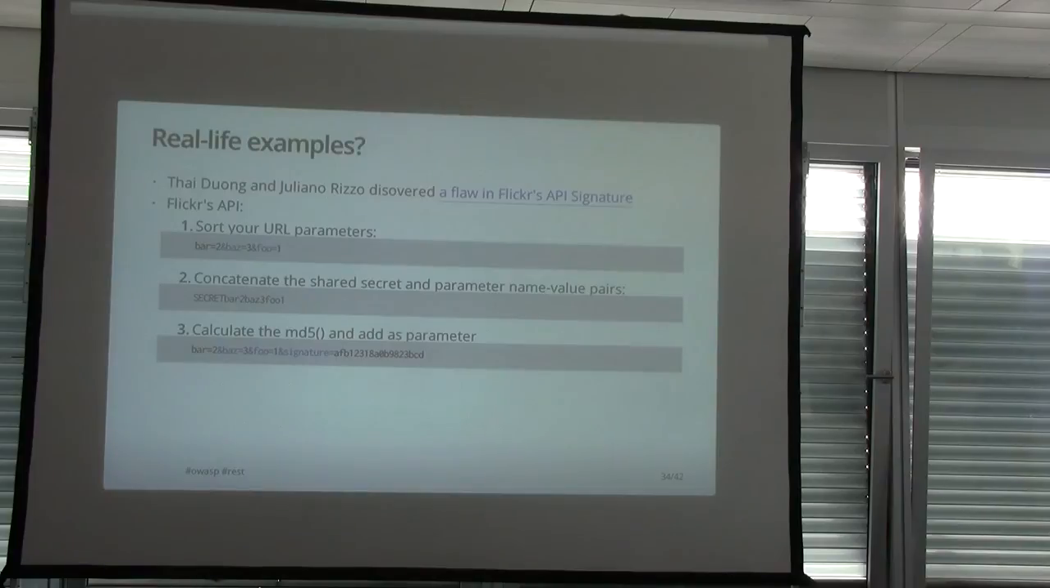What Flickr was doing was they would take the URL parameters that were supposed to be signed, and they would prepend a secret in front of them. And they would also strip out the ampersands and equal signs. So they would just sort it and mash it all together. And then they would do an MD5 of that and add that as a new parameter.